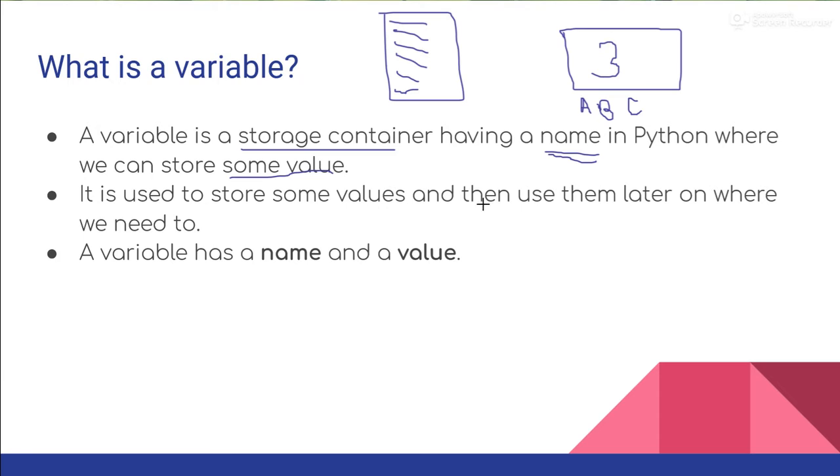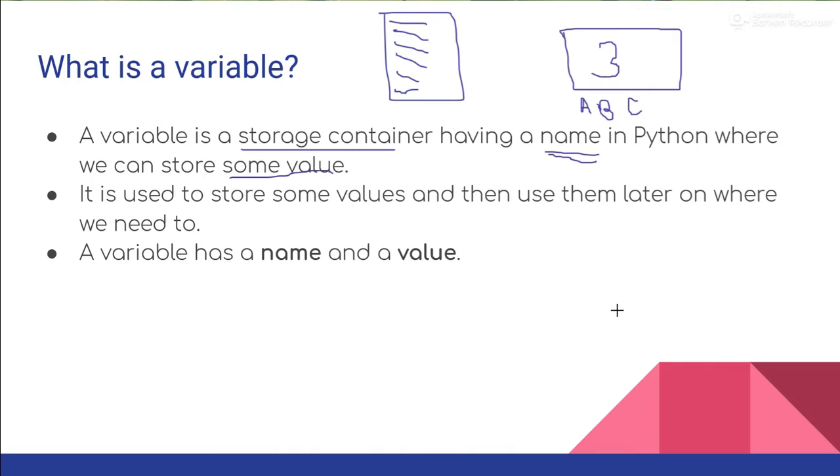And now it is used to store some values and then use them later on where we need to. So let's say we have to work with a value that we don't know right now, during the execution. So what we can do is, when we know the exact value, we can store that value in a variable, and then when we need to use that value, we can use it by putting the variable name in place of the value. You will understand how we do that when we do the practical.